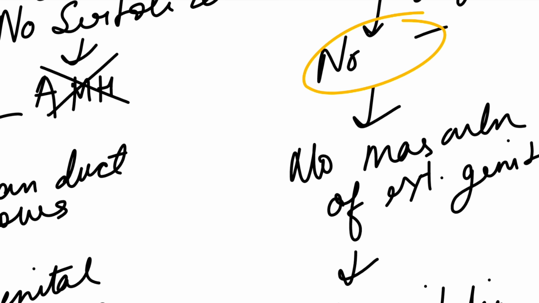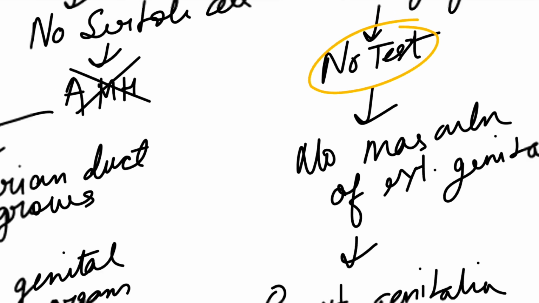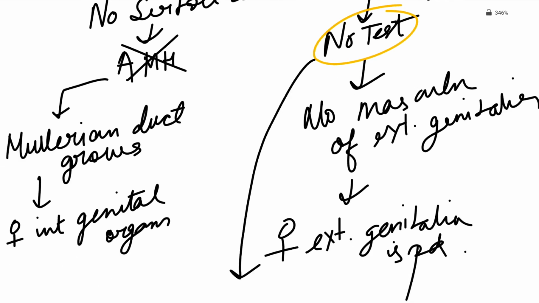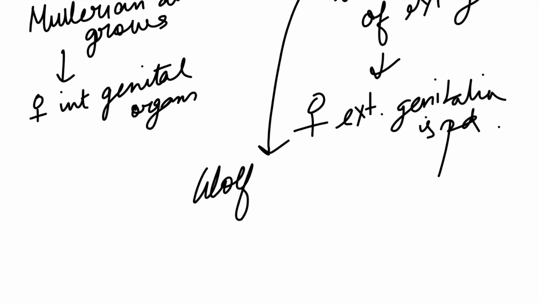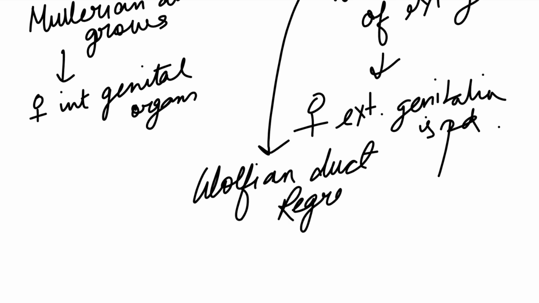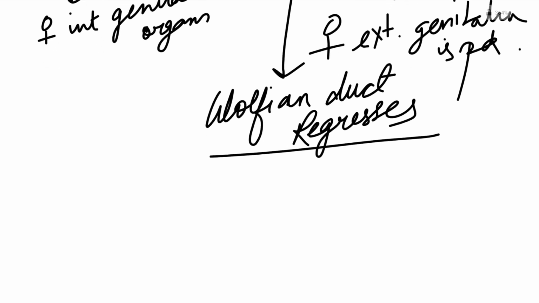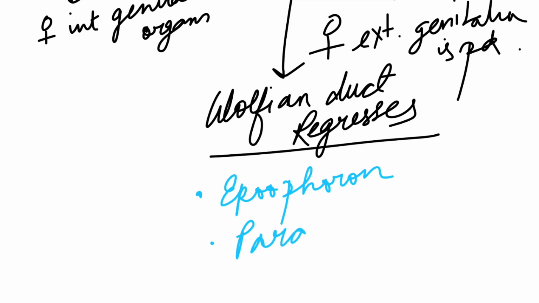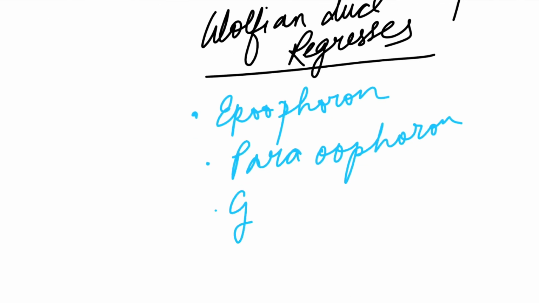So because there is no testosterone, one more thing is going to happen, that is the Wolffian duct is not going to form. So the Wolffian duct will regress. The Wolffian duct regresses to leave the remnants, and the remnants which are produced are epoophoron, paroophoron, and the Gartner's duct.